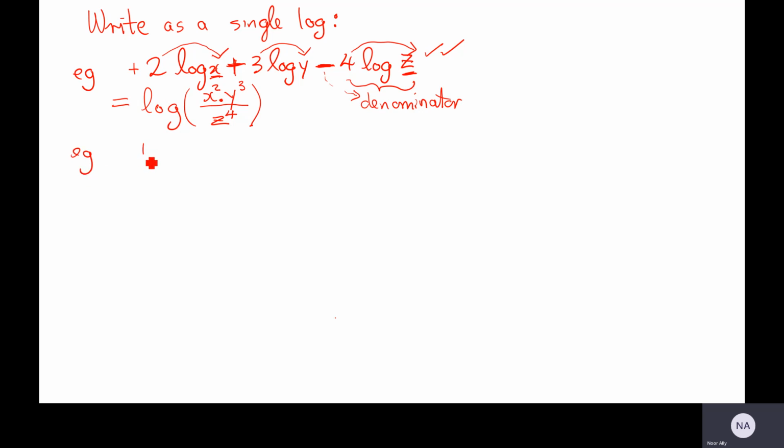What about this? I have a half of the ln of cos of x minus 3 ln of x plus 2 ln of, let's say, 2xy minus 1.